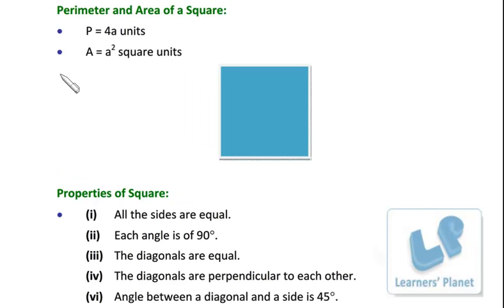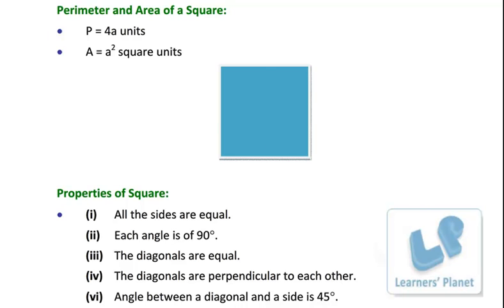Similarly, we have a square. Perimeter and area of a square. We know that all the 4 sides of a square are equal, right? All the sides are equal. All the 4 angles will be 90 degrees, and the diagonals will be equal. This length will be equal to this length. Then the important thing over here is the diagonals are perpendicular to each other.